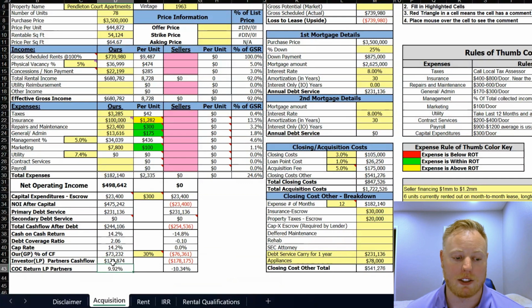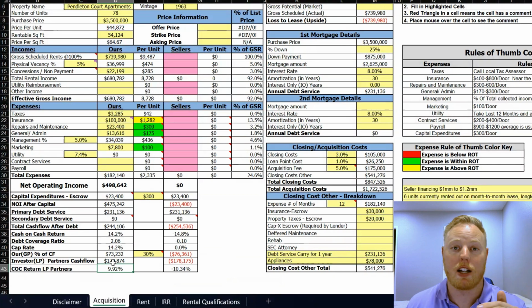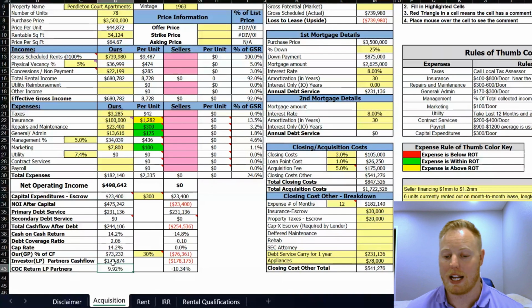That's a 9.92% cash on cash return for the LPs, which is great because currently in today's marketplace, interest rates are about 5%. Bonds are doing about 5%. Investors are looking for probably around 8% again, right? That out of the 12% cash on cash, 8% goes to investors, 4% goes to you. So 9.92% is definitely meeting our mark. So that's great.